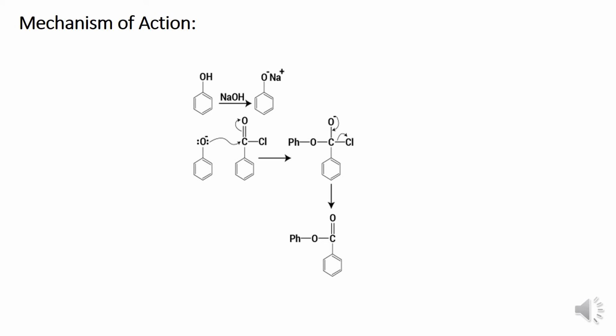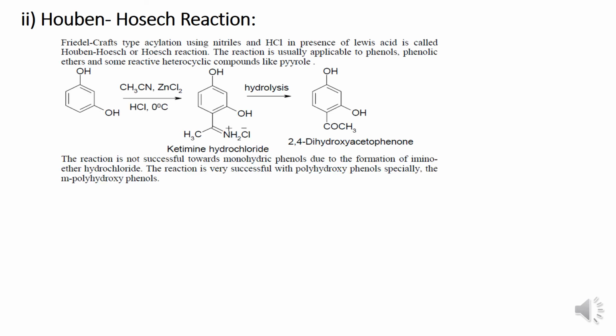Okay, this is a simple reaction. It takes place in two steps. First is phenoxide ion formation. Then the attack of phenoxide on the carbonyl carbon of the acid chloride, benzoyl chloride. This leads to the formation of phenyl benzoate. This is called the Schotten-Bowman reaction, an acylation reaction.